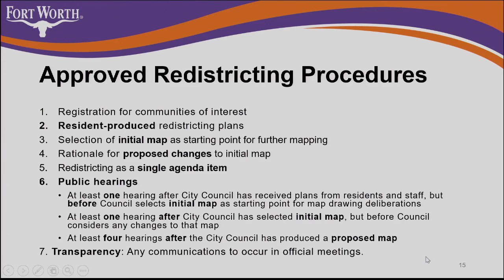Yes, Bruce? So the initial map is not going to be made by the law firm that... No. No, the initial map will be selected by the city council from a collection of maps that will include a staff-produced map and all the resident-produced maps that meet the criteria. We will rely on our own law department to provide legal advice, and the law department, in turn, will have an outside law firm to provide some over-the-shoulder advice as well. But the council, in the resolution that they adopted, establishing the procedures, decided that we did not need to hire an outside firm to produce a map.